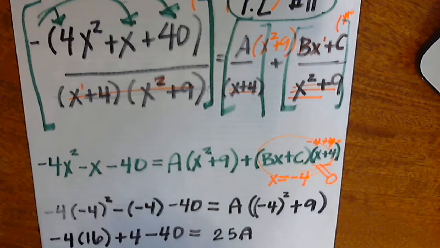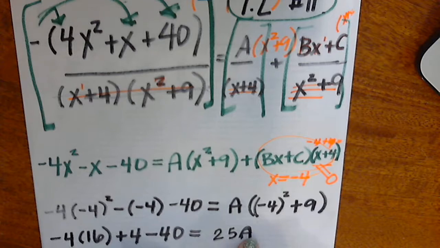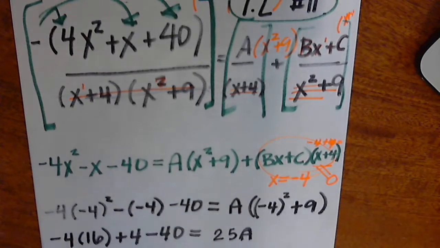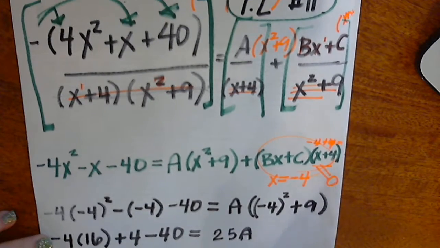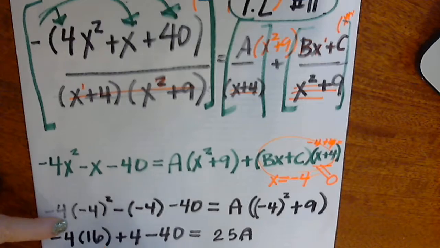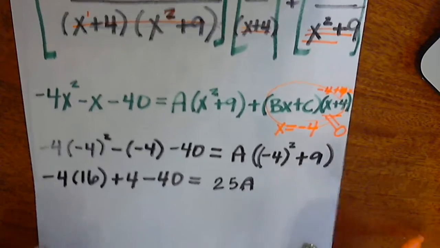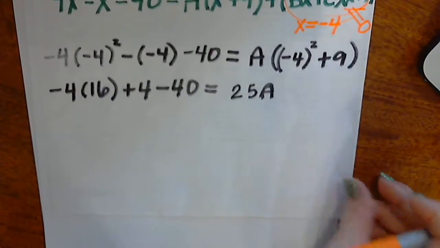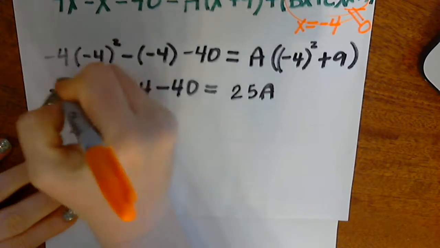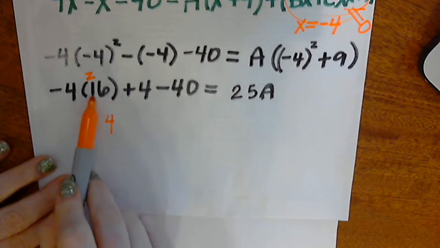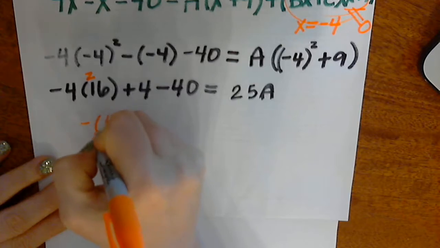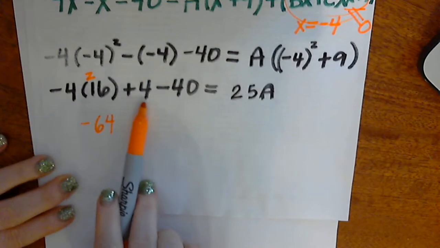The great thing is, if you look at this, a is the only unknown in this equation, so that means we'll actually be able to figure out what a is. Sometimes you have to just make do with an equation in the beginning and come back to it later. So from here, we have a -4 times 16, that's a -64. A positive 4 minus 40.